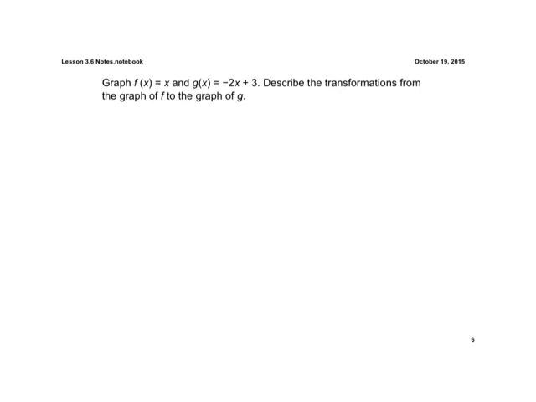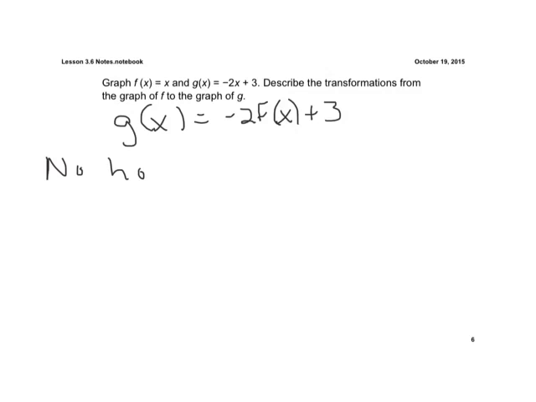Okay, so let's compare to this problem here. We can actually rewrite this, since f of x equals x, let's plug in f of x for x. So we can rewrite it as g of x equals -2 times f of x plus 3. All we did was substitute in f of x for x. Now let's compare that to our original. Step 1 says we're looking at the minus h for horizontal translations. Well, it's just f of x, so there is no horizontal translation.